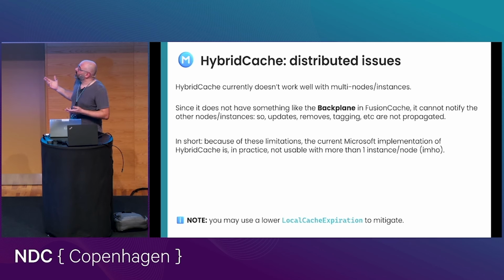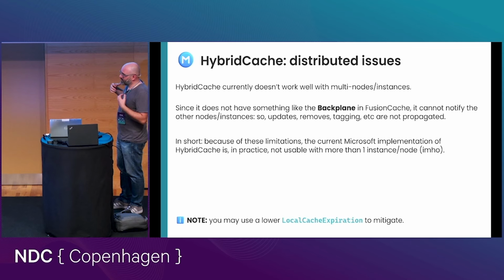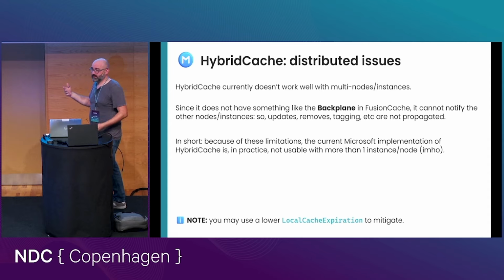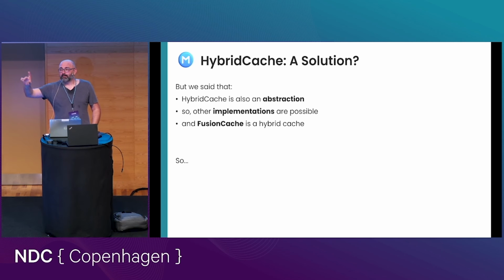Basically, in short, because of the limitations, in my opinion, currently it is not usable in production in a multi-node or multi-instance environment. And again, you should know about this before going down the road and using it in production, and then surprise, I hit F5 and I keep getting 3 different values. Why? Because you're going on different nodes, different L1s, different in-memory versions, and you now discover this issue. But as I said, I have a solution.